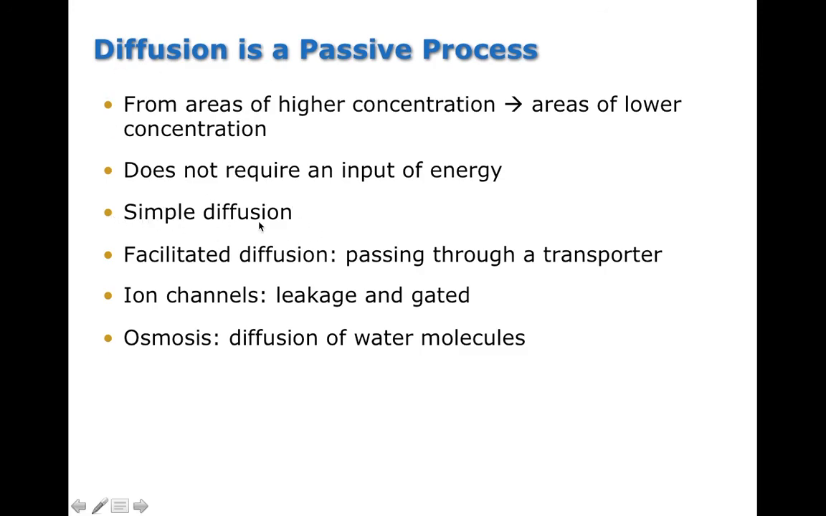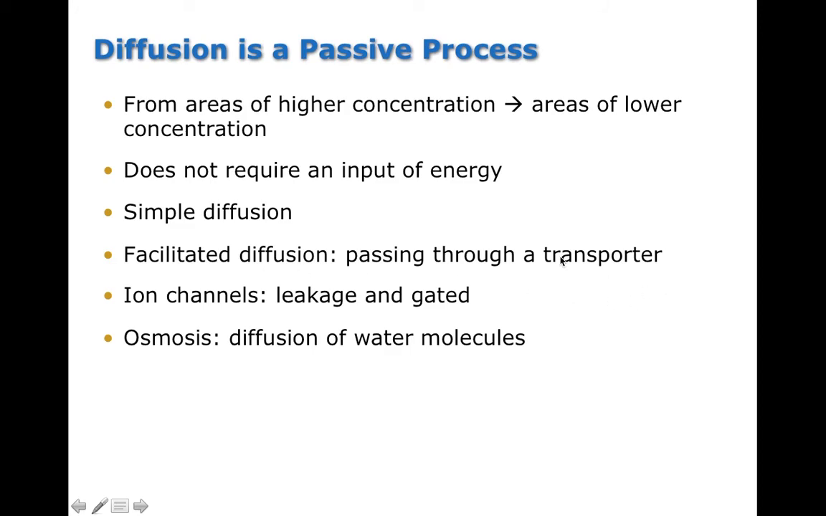Now, when we talk about simple diffusion, this is where molecules can cross the plasma membrane without the use of any type of special transport mechanism or channel. They can just diffuse right across. So think about the lipophilic molecules like we just talked about, things like thyroid hormone and steroid hormones. Those can cross the membrane via simple diffusion because they're lipophilic and they can dissolve through the lipid bilayer of your cells. Other molecules, things that are hydrophilic, would require facilitated diffusion.